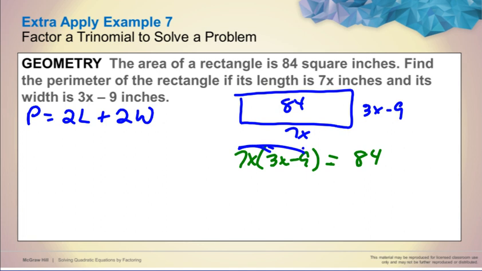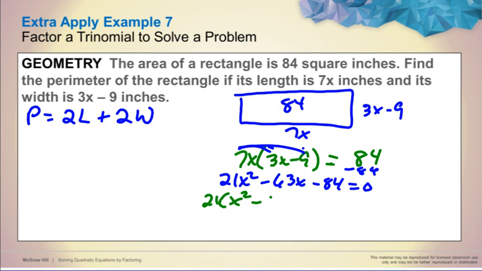So if I distribute, that gives me 21x squared minus 63x. And I'm going to subtract this 84 right away to make it equal to 0. I can factor out a 21. That leaves me with x squared minus 3x minus 4. And I know that's x minus 4 times x plus 1. Negative 4 times 1 gives you negative 4, and negative 4 plus 1 is negative 3.